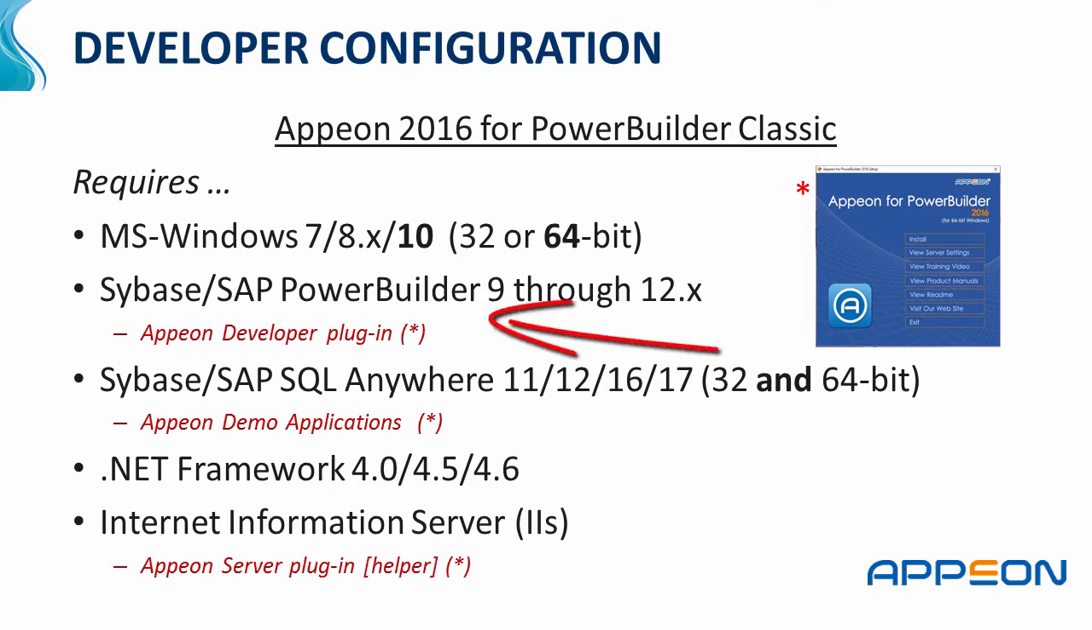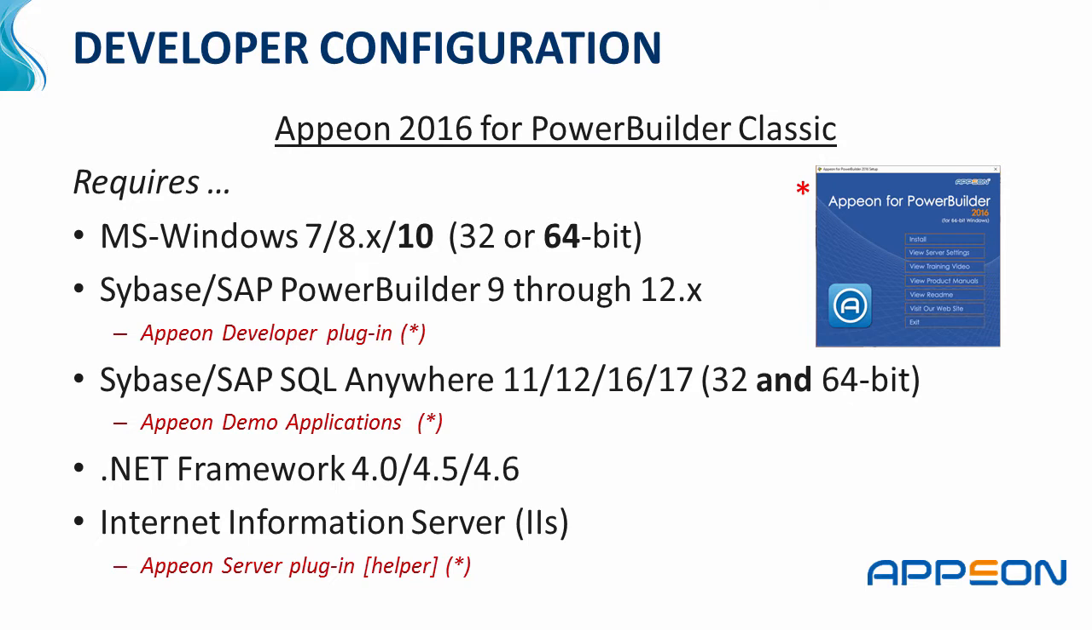The first thing that the Appeon for PowerBuilder installation is going to do is have a look to see whether the PowerBuilder IDE is installed. This could be an older IDE that you got from Sybase, such as PowerBuilder 9 through 12.5, or it could be the recent one, which is SAP PowerBuilder 12.6. Note that the Appeon for PowerBuilder installer is going to put an Appeon developer plugin into the IDE, which will allow you to interact between the PowerBuilder IDE and the Appeon software seamlessly.